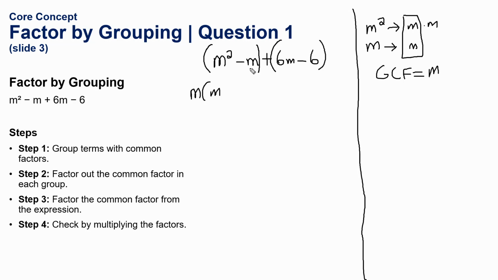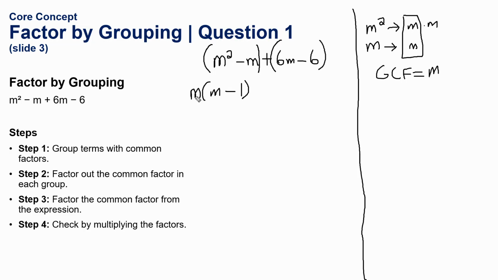And then this is a little interesting. So negative m, what would I put here? Well, if I was to do m divided by m, that's like the same number divided by the same number, you would get 1. So we actually need to put 1 here in the parentheses.